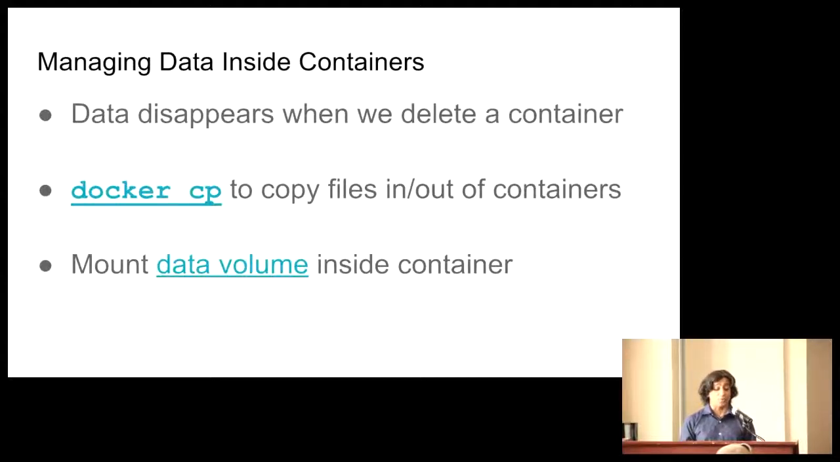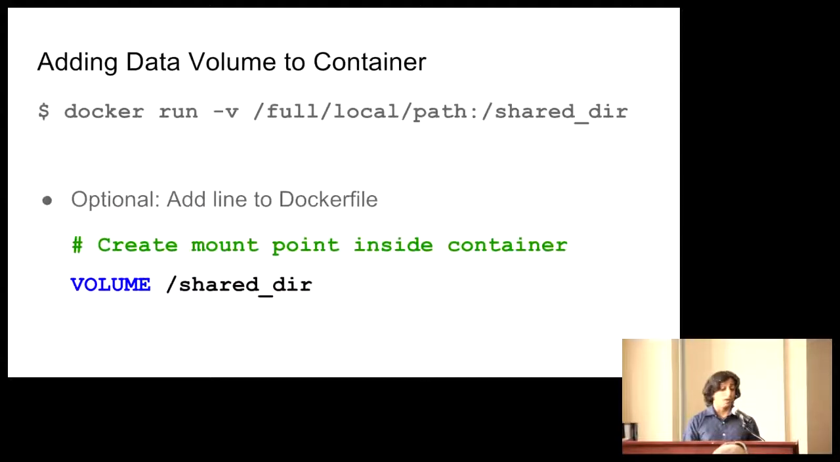We can use the docker cp command to copy files in and out of containers, but that seems a little bit tedious. So the way they created is called a data volume, where we create a folder on our local machine and mount it inside of our container. When we execute the docker run statement, we specify with the -v flag the full local path and the path to the shared directory, where we're going to be loading this information inside of our container.